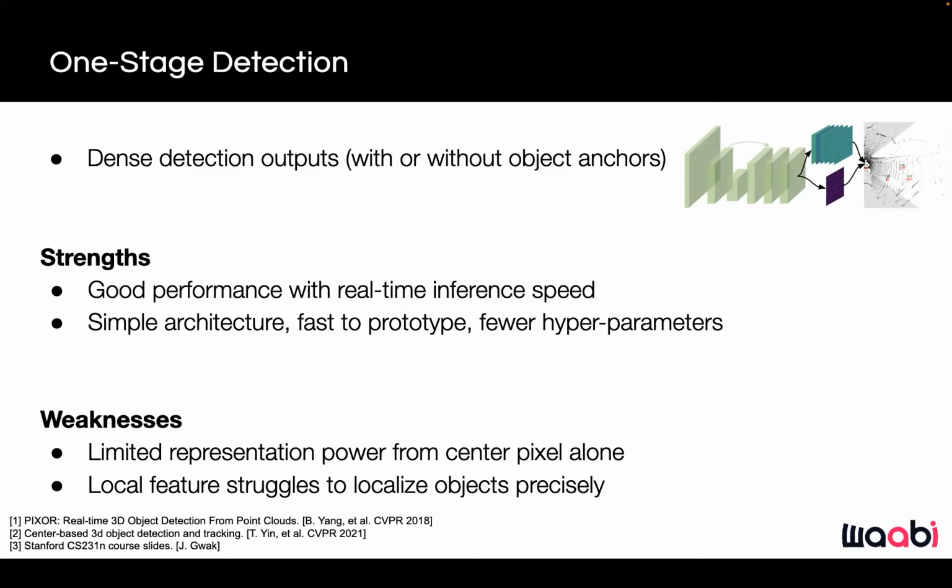One-stage detectors typically have real-time inference speed and fewer hyperparameters to tune in general. However, they may suffer from imprecise object localization, as in many cases, we are estimating the object boundary from a center pixel alone.